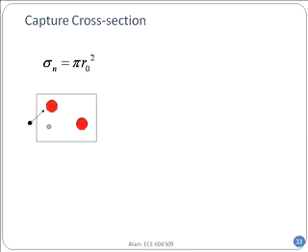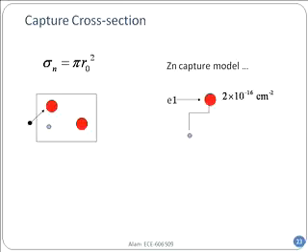Okay, so in fact, if an electron is trying to come in and get captured in one of the red empty traps, the capture cross section is going to be on the order of 10 to the power minus 14 to 10 to the power minus 16, depending on the exact material, but on that order. Now this is the zinc capture model in silicon. That means how zinc behaves. Copper will have a slightly different value and gold will have a slightly different value.